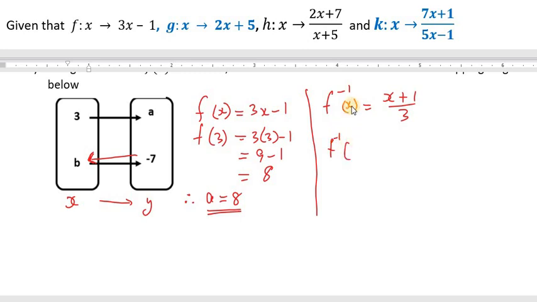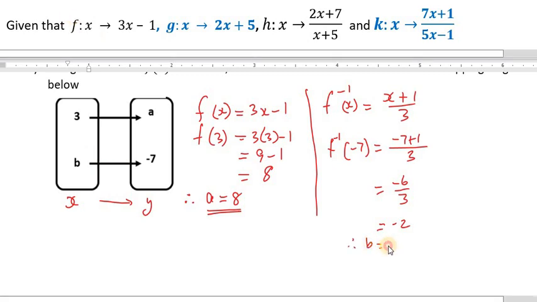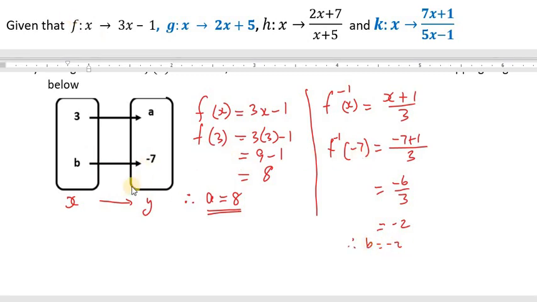So we can replace this x with -7 because y became x. And so we'll have -7 plus 1 over 3. This will give us what? -6. Signs are different, so we subtract. We have more negatives, so that's -6 over 3, and that's -2. So b equals -2, because we put -7 into the inverse function, which means reverse, and so we'll get -2.